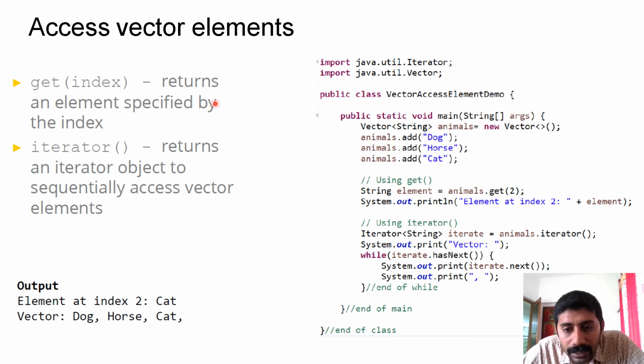Now how to access the elements of a vector? There is the get method. Then using the iterator concept also you can access the elements of a vector one after another. Let us see the sample program. We are creating a vector containing strings. Our animals vector is created. Three animal names are added. Now I am trying to get the animal with index 2. Index 2 means 0, 1, 2. So I'll be getting output as cat.